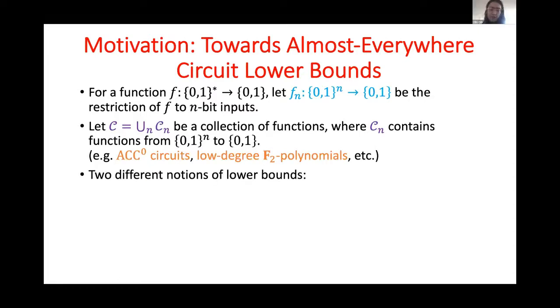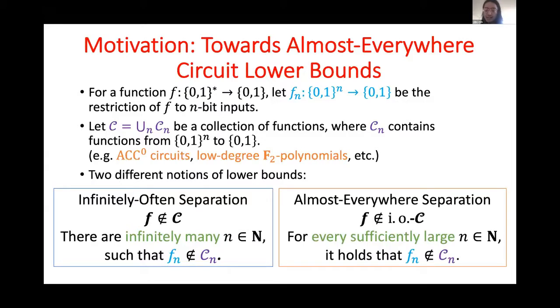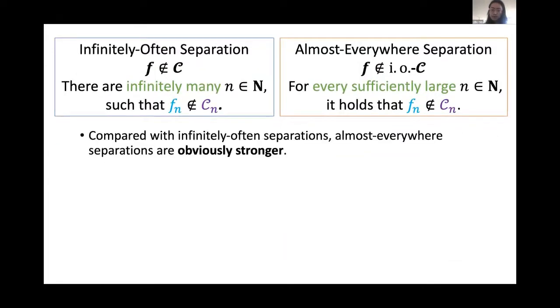We'll study two different notions of lower bounds. The first one is called infinitely often separation, and we write it as F not in C. It says that there are infinitely many n such that F sub n is not in C sub n. The other notion is called almost everywhere separation. It says that F is not in infinitely often C, and it means that for every sufficiently large integer n, F sub n is not in C sub n. So compared with infinitely often separations, clearly the almost everywhere separations are stronger.